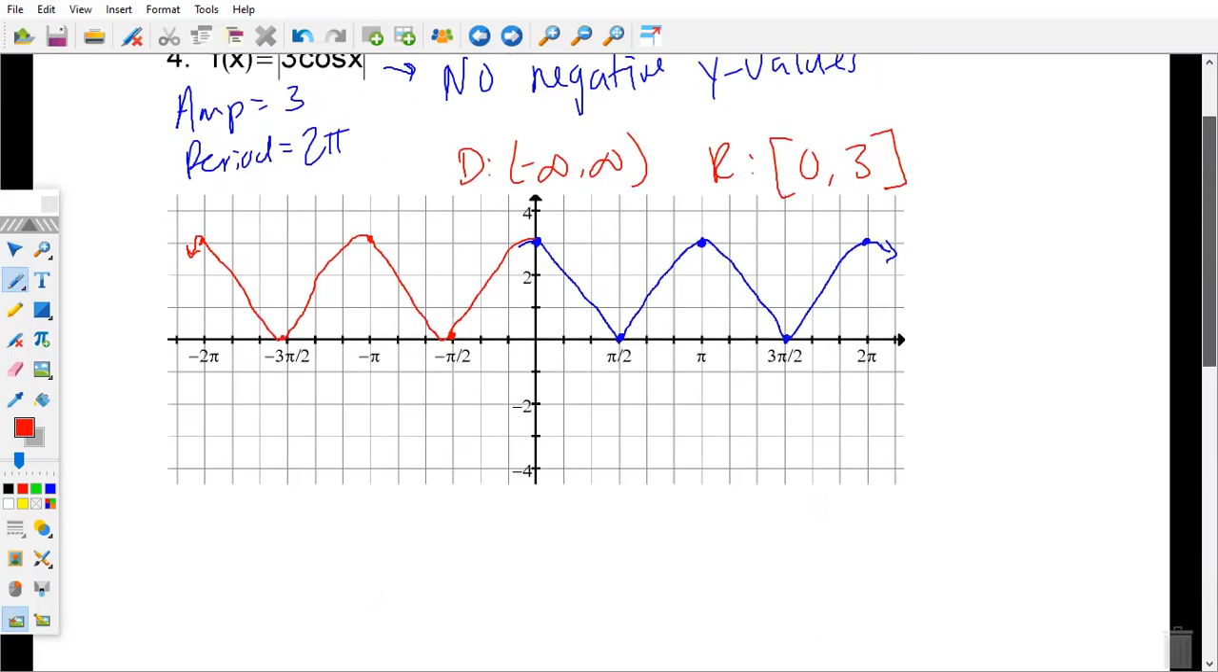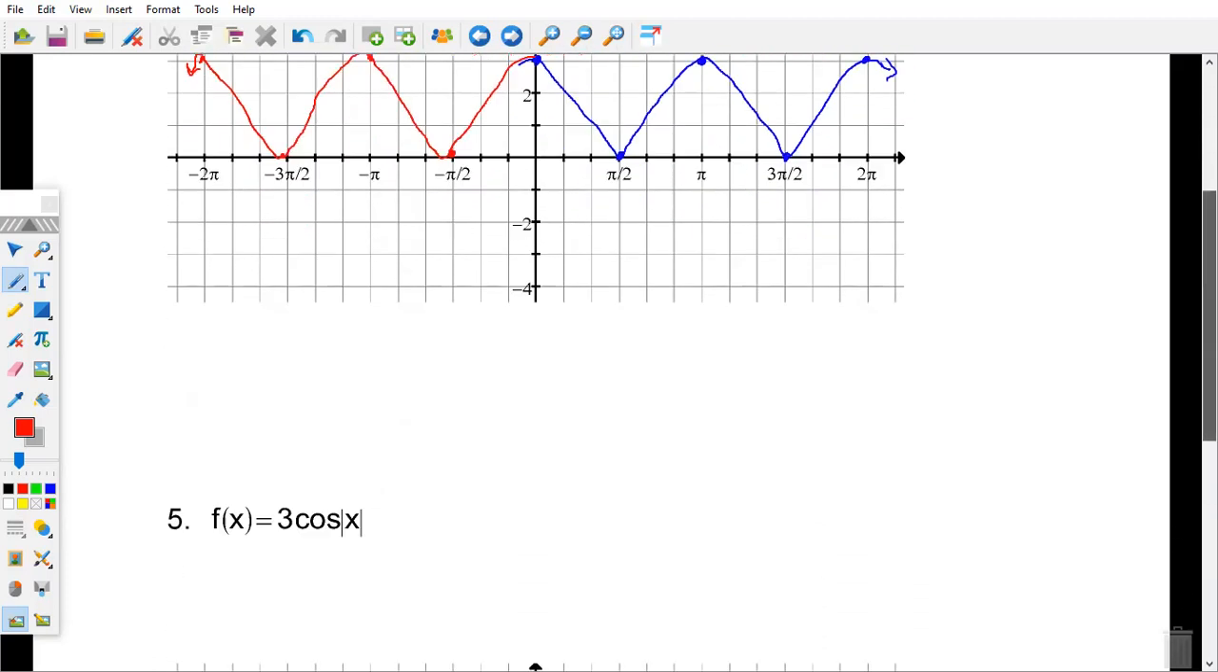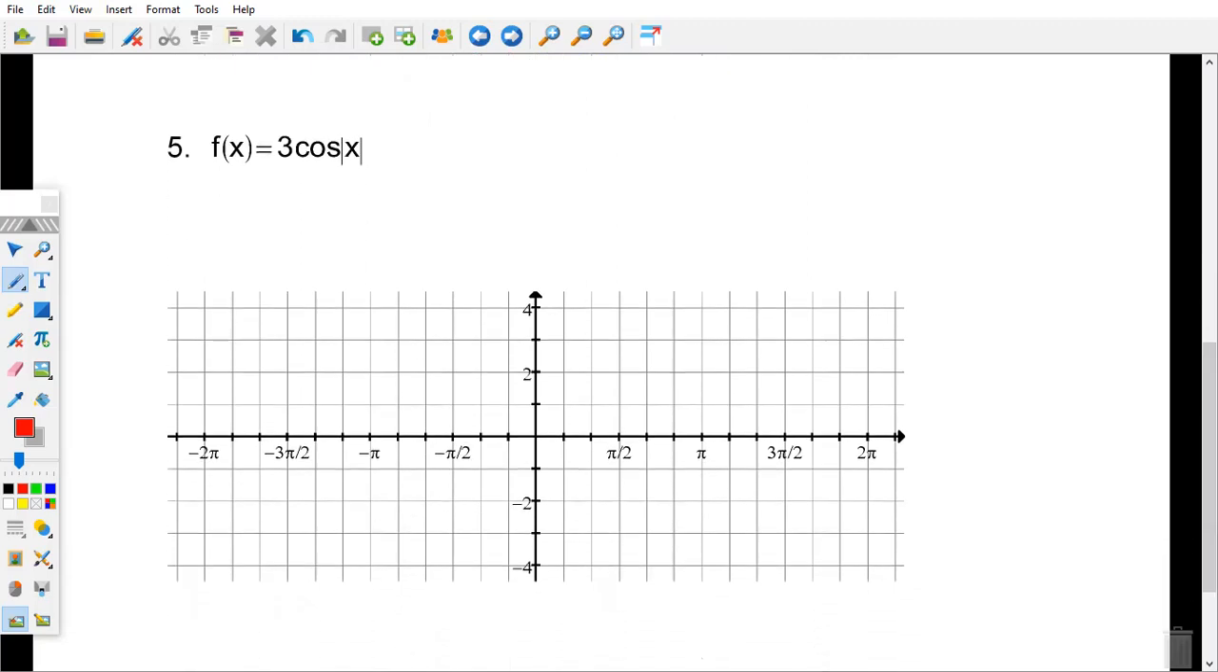All right. So here you have f of x equals 3 cosine of absolute value of x. So again, everything is pretty much the same. The amp is still what? 3. Your period is still 2 pi. The difference here is that we're going like this. And here is our right side.